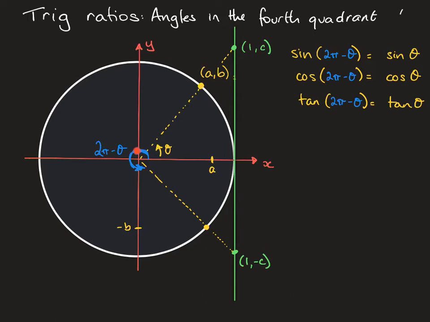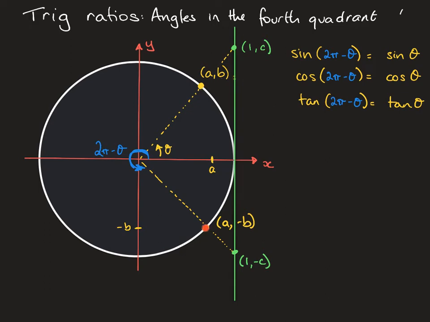So in the fourth quadrant, the angles that we're looking at are measured all the way around from the positive x arm all the way around. So our angles are 2 pi minus theta. So our point is down here on the circumference. So our cos value is A. So that's the same as the cos value in the first quadrant. So they are the same size.